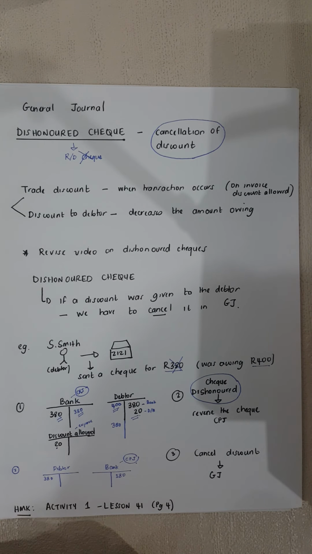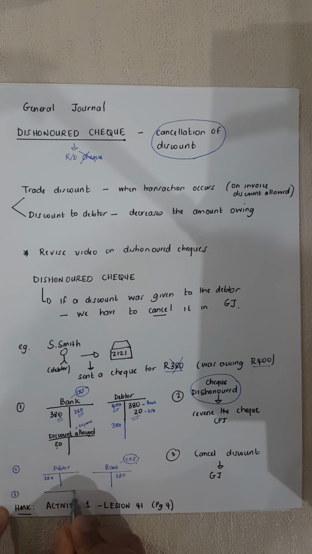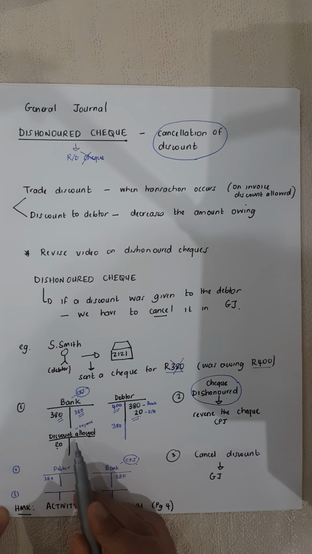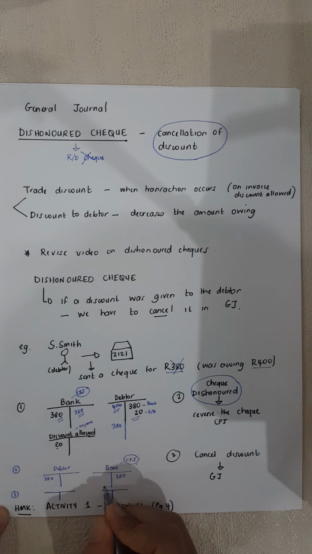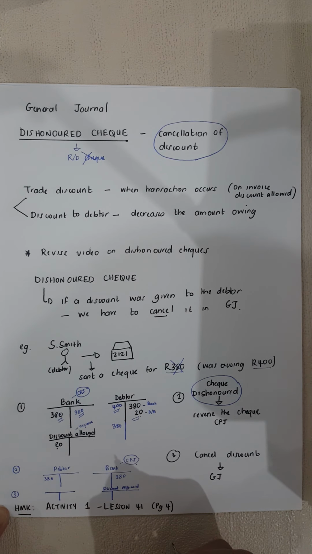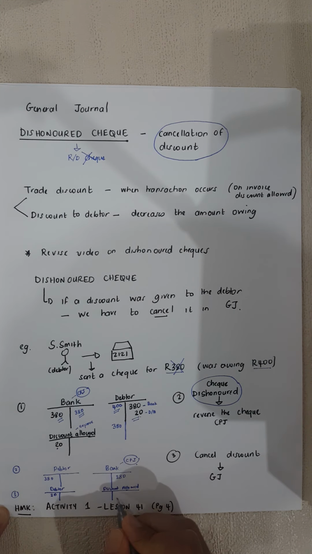So what do I need to do? I need to cancel the discount as well. Sorry, I didn't keep enough space here. What I need to do is cancel the discount. So how do I cancel the discount? I need to credit my discount allowed. I'm reversing the entry, so you need to learn this. And what am I going to debit? I'm going to debit my debtor. So he must again owe me 20 Rand. And I'm going to credit my discount allowed with 20 Rand.